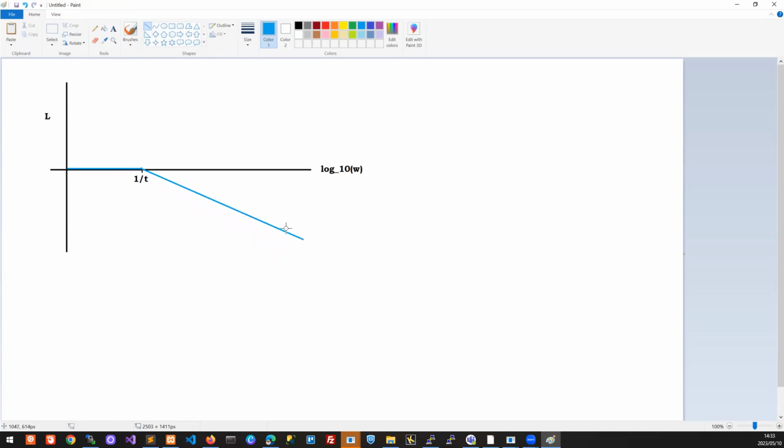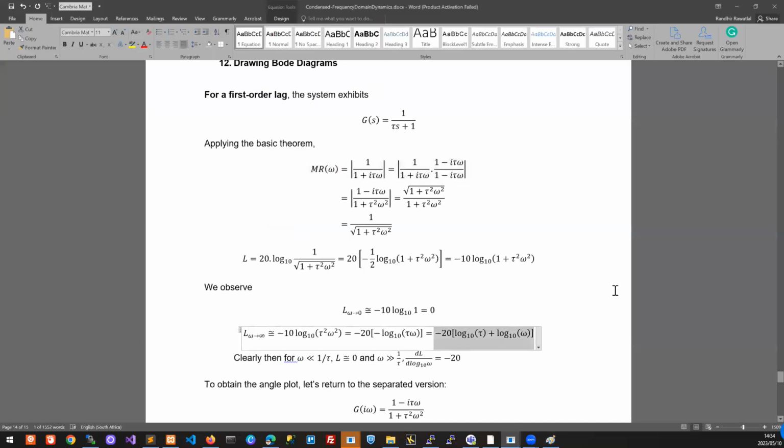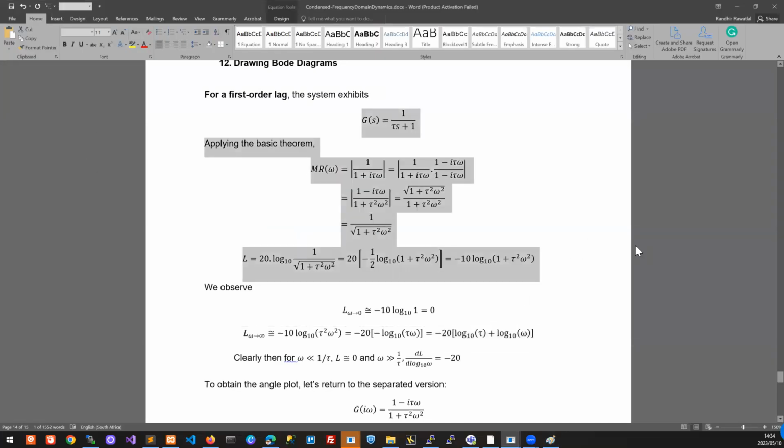And of course, this is an approximation. This is working with two asymptotes. In reality, there's something of a curve that happens between these 2 points. So in reality, it's something like this, right? But that's a good enough approximation for L versus the log 10 of our omega. Okay, so that's the magnitude part. That's how we plot that.